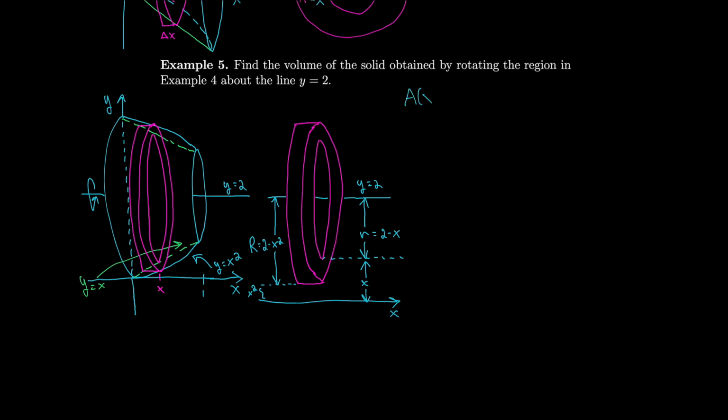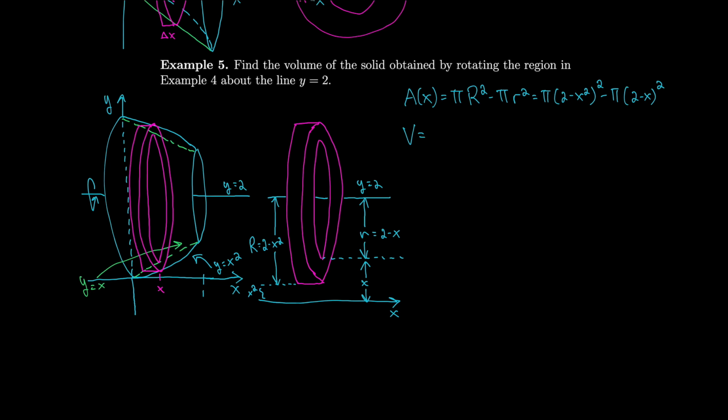The area, which is pi times big R squared, minus pi times little r squared for our face of our washer, is pi times 2 minus x squared for big R, and then we square it, minus pi times little r, which is just 2 minus x without the square, but then we square it because it's the radius.